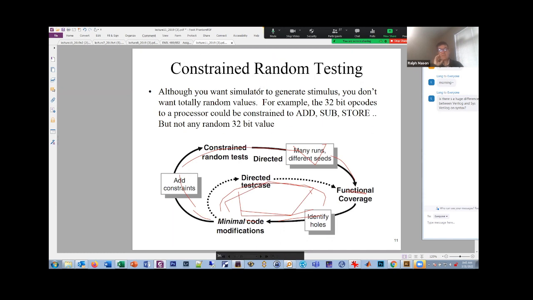So with constrained random testing, although you want the simulator to generate stimulus, you don't want totally random values. For example, if you had a 32-bit opcode for an ALU, the processor would be constrained to doing the functions of the ALU, which might be add, subtract, store, a few other things, but it doesn't do 2 to the 32 different types of operations. So you don't want totally random. They have to be constrained to find the problems. And as verification develops, you want to try to find new bugs. You constrain them in different ways.